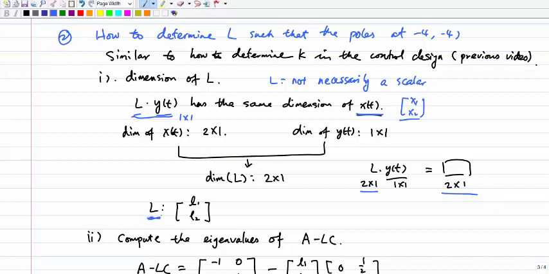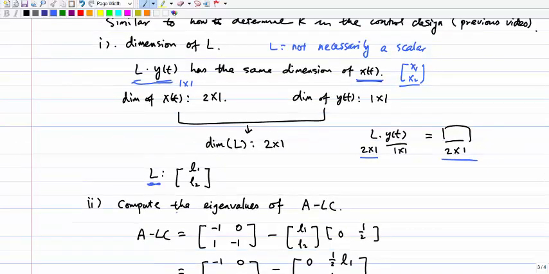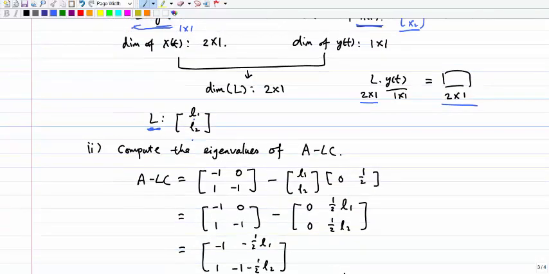So let's just say L is L1, L2. That's the first step: we figure out the dimension, and then for each entry we define a variable, L1, L2. Next, we compute the eigenvalues of A minus LC based on the two unknown parameters, L1 and L2. First, let's compute A minus LC.